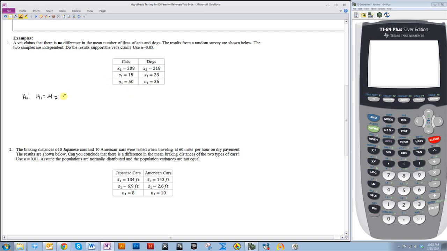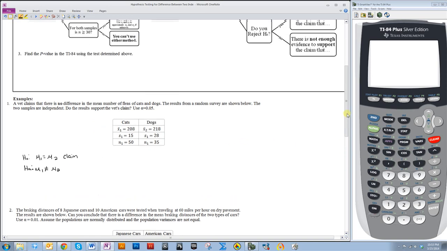So let me write claim here. So that means my alternative hypothesis is mu1 is not equal to mu2. Okay? So now I need to figure out, am I going to use the z-test or the t-test?